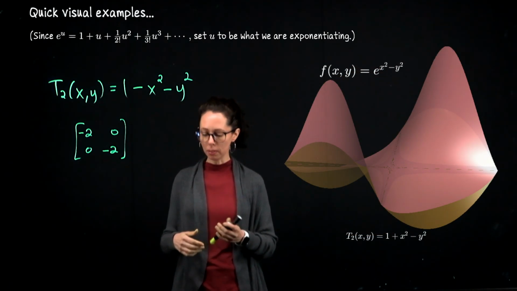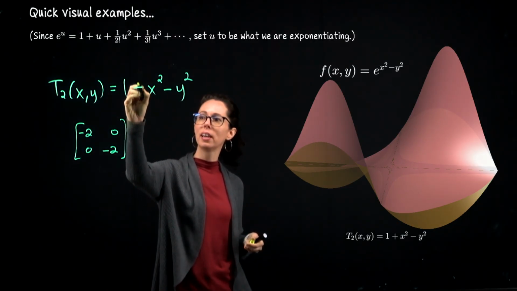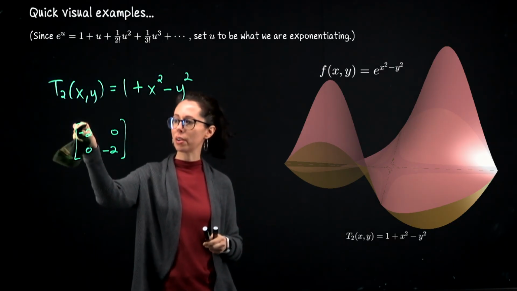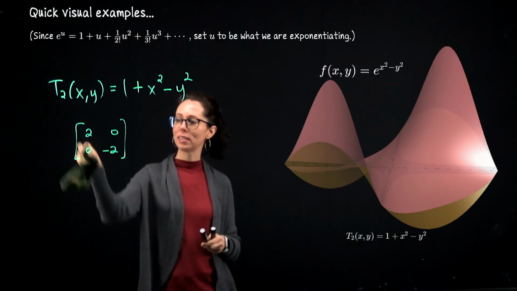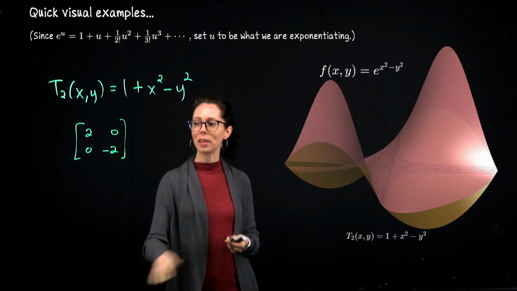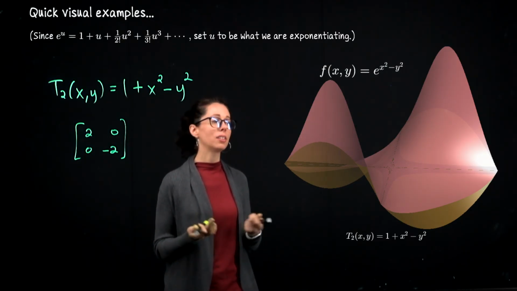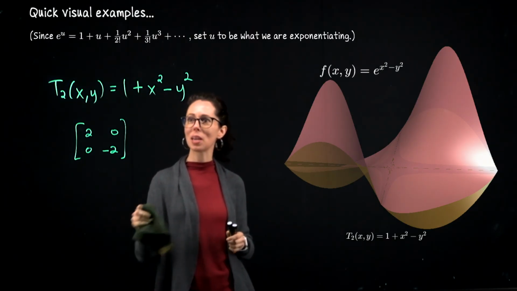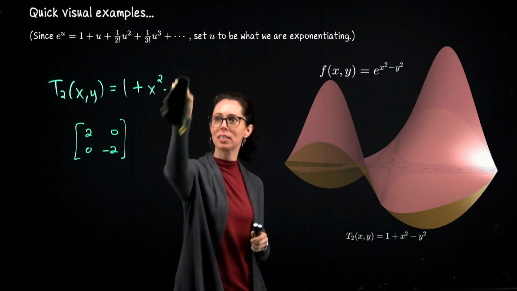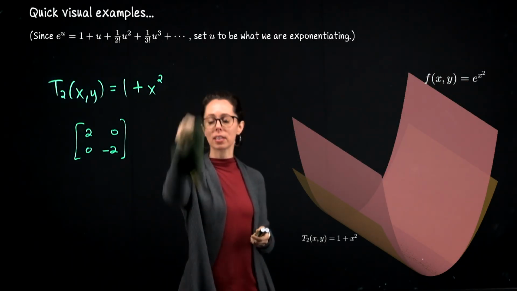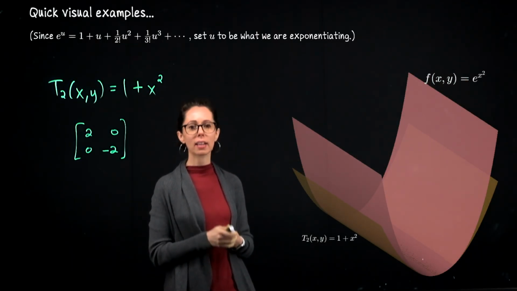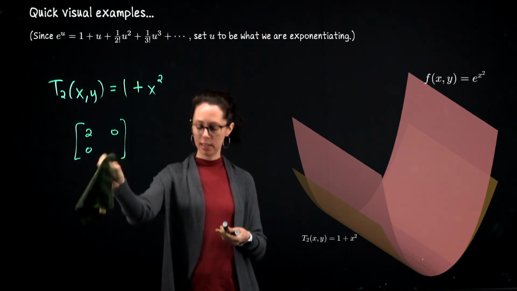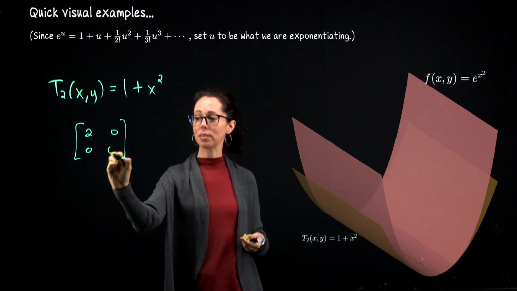Okay, our next example is e to the x squared minus y squared, for which the Hessian is 2, 0, 0, -2, a diagonal matrix. So the eigenvalues we read right off the main diagonal: 2 and -2. It's indefinite, and notice here we do have a saddle. Okay, last two examples, we have 1 plus x squared for the T2 because this function is f of x and y equals just e to the x squared. That means that our Hessian is now 2, 0, 0, 0.